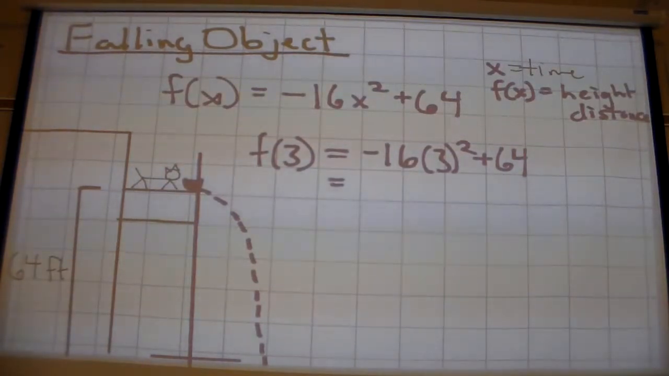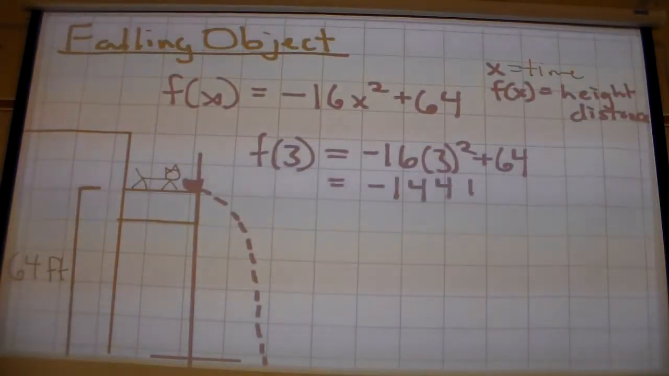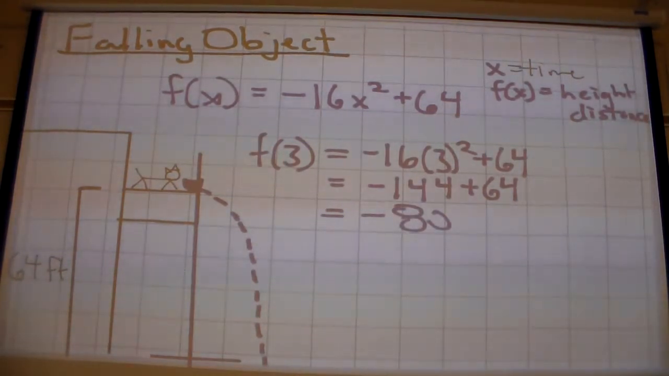So the way we write that is f of 3, because that means we put 3 in for x. f of 3 is negative 16 times 3 squared plus 64. 3 squared is 9. 16 times 9 gives us what? Remember, it's negative 16 times 9. That's negative 144 plus 64. So that means it's negative 80.